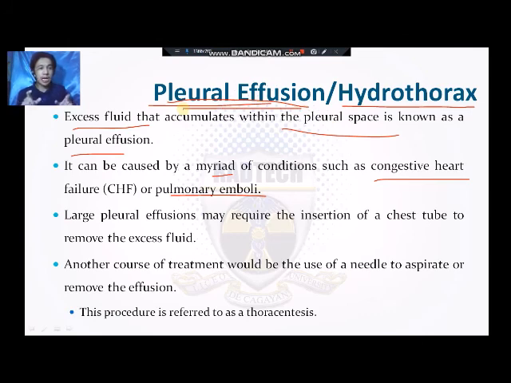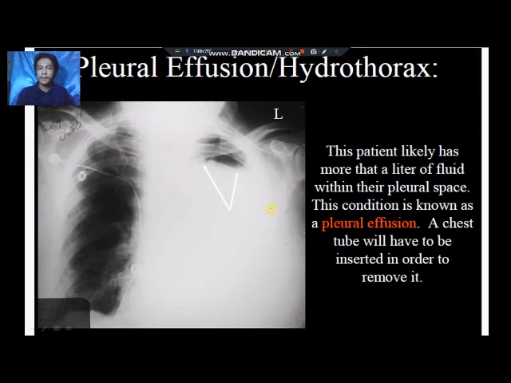Pleural effusion, naa sa pleural space. Pulmonary edema, that means the fluid is being accumulated within the lung tissue. So naa siya sulod dito sa atong visceral nga pleura. Okay, so large pleural effusions may require insertion of a chest tube to remove the excess fluid. And another course of treatment would be the use of needle to aspirate or to remove the effusion or the fluid that has accumulated. This procedure is referred to as thoracentesis.